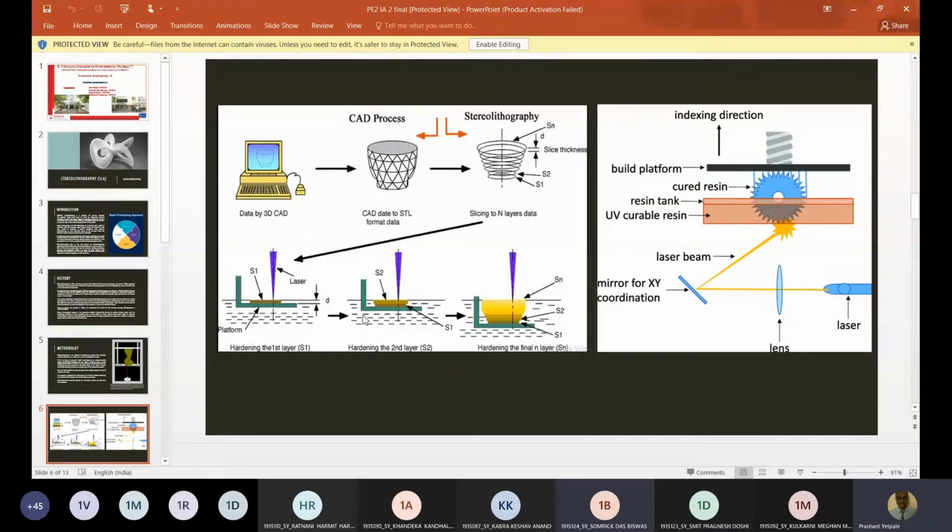So the basic design process is first we draw it in CAD, then it turns into STL format. STL stands for Standard Tessellation Language, where every contour of the object is converted into triangles.